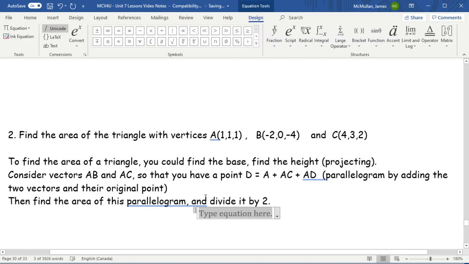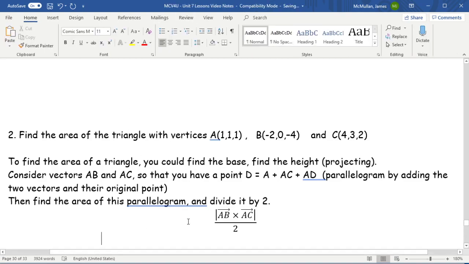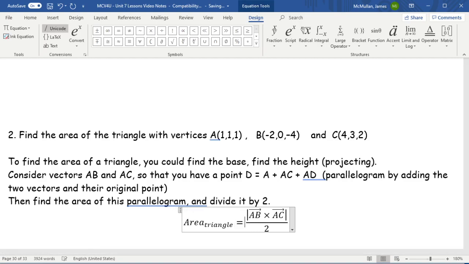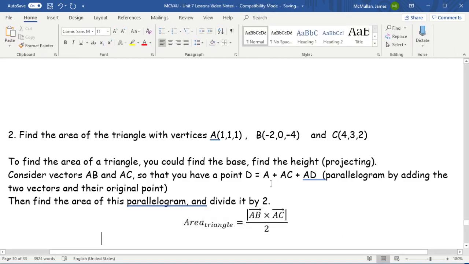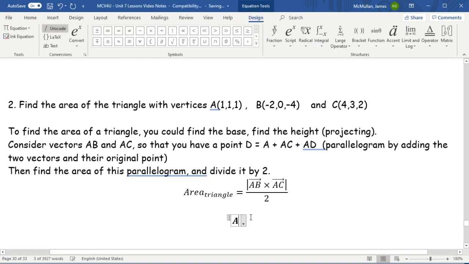Okay, so what I'm going to do here is take the magnitude of vector AB crossed with AC, and divide it by 2. And that's it. This is the area of any triangle, and it can be done just by doing this, right? This is where you start to get into the really brilliant stuff in this unit, like how some of these formulas can work together to solve problems and accomplish things, right? So let's find vector AB.